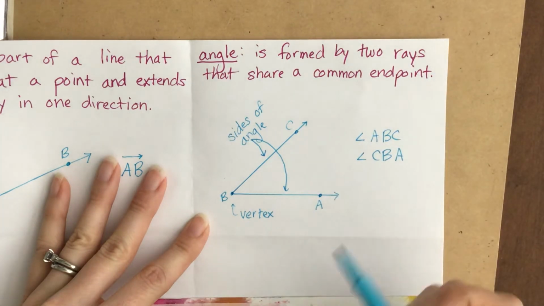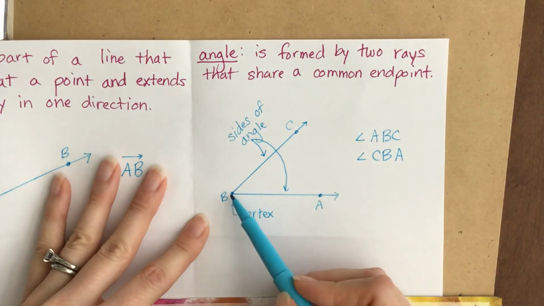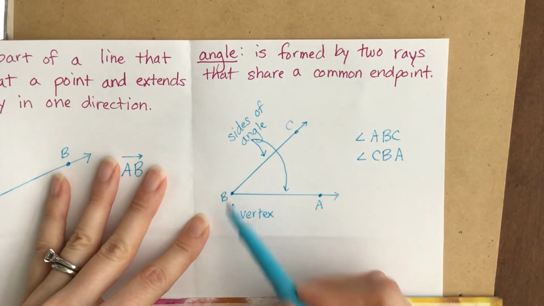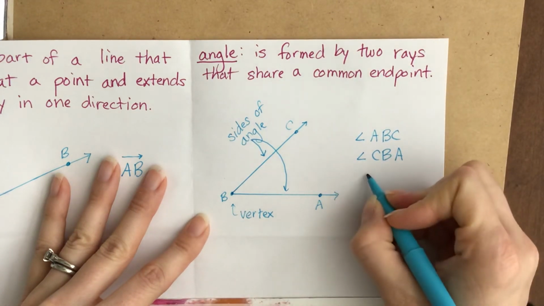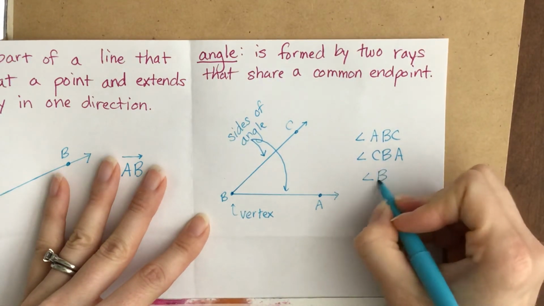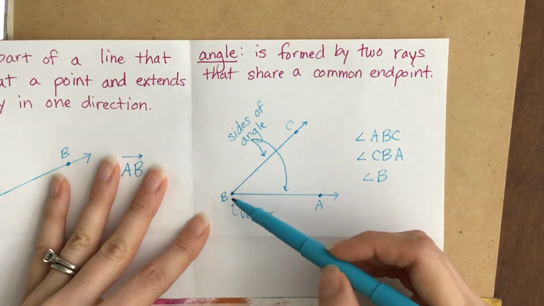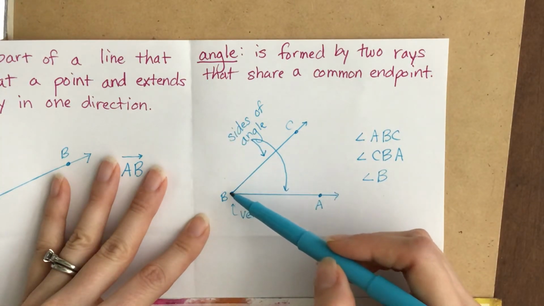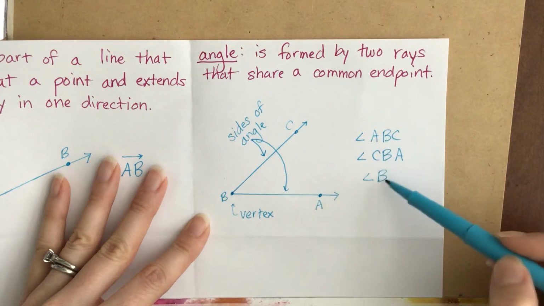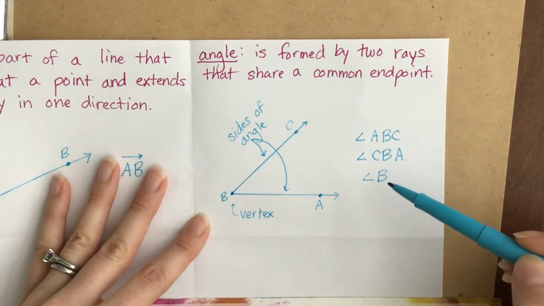Okay, now if there is only one angle associated with the vertex here, we could also call this angle B. You don't want to do this very often because if there is more than one angle coming off of the same vertex, this would not be enough information to identify what the angle is.